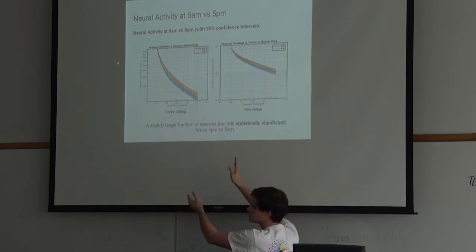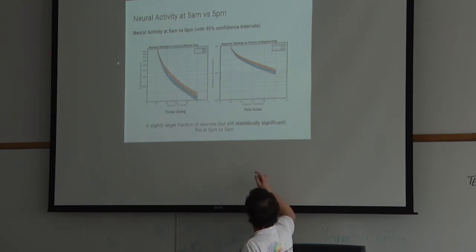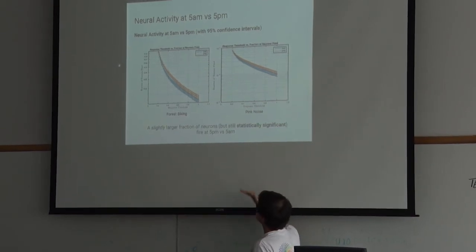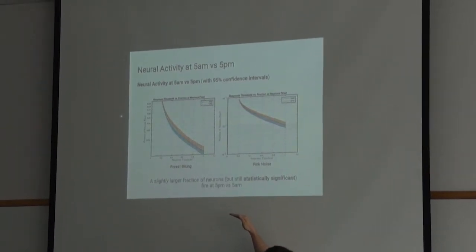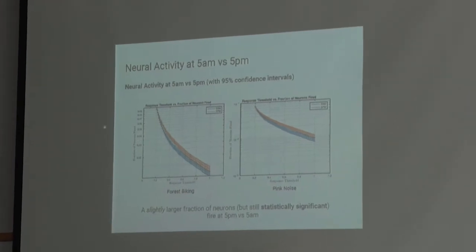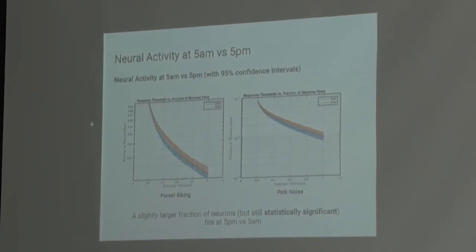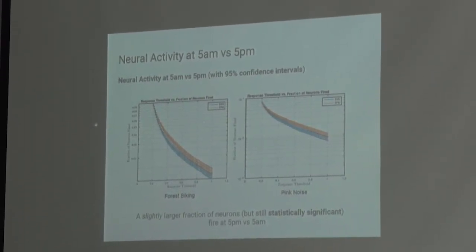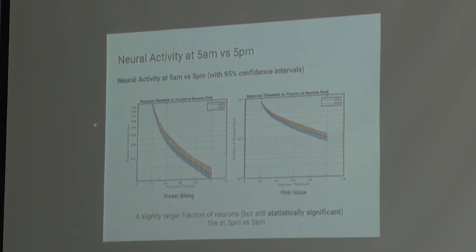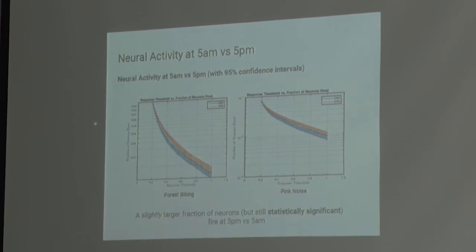So we see that initially all neurons are active, and as we increase the threshold, the number of neurons decreases. The red line corresponds to 5 p.m., and the confidence interval is a 95% confidence interval that we compute using bootstrapping. So here we see that there does seem to be some small but significant difference in activity between 5 p.m. and 5 a.m.